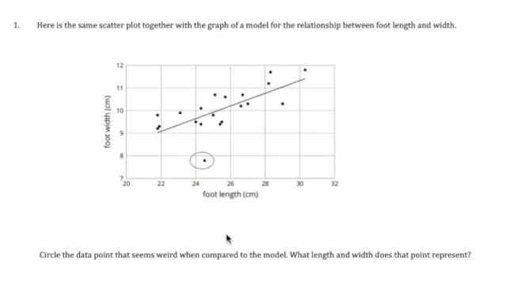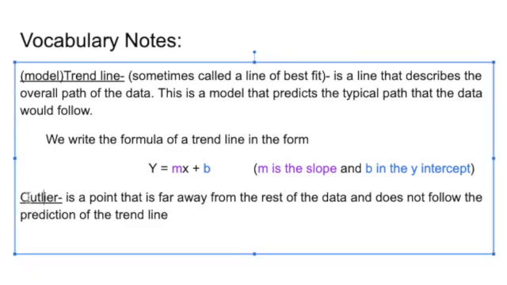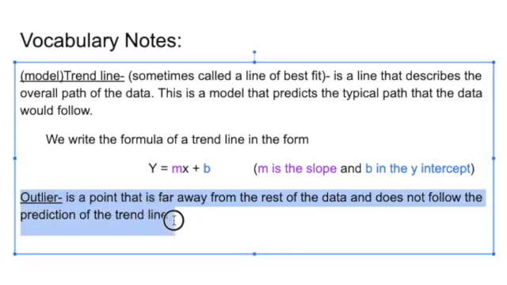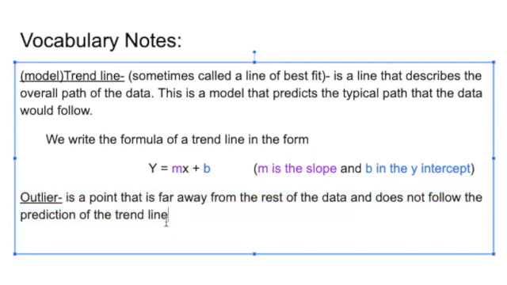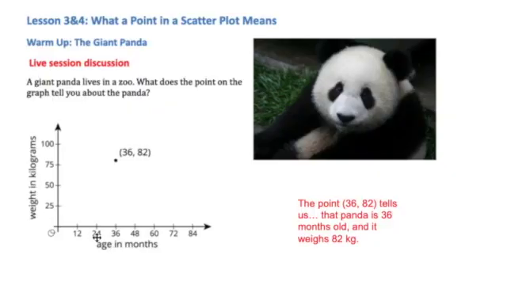Okay? So that point is called an outlier. An outlier is a point that is far from the rest of the data and does not follow the prediction of the trend line. So just a point far from the data. So we talked about what a model does that predicts data. It's the line itself. It's the prediction. The dots are the actual data, and they tell you two quantities about an item. And you can see in a graph if those two quantities, weight and price, or age and weight, are related in some way.